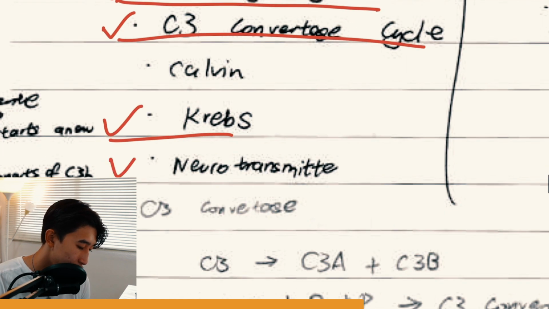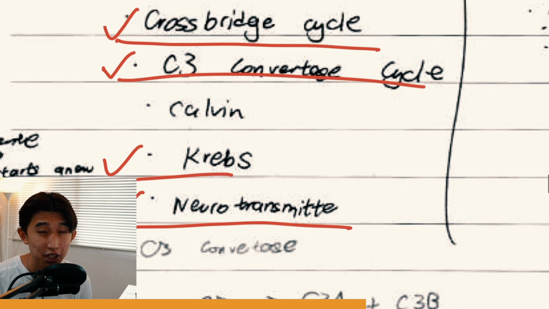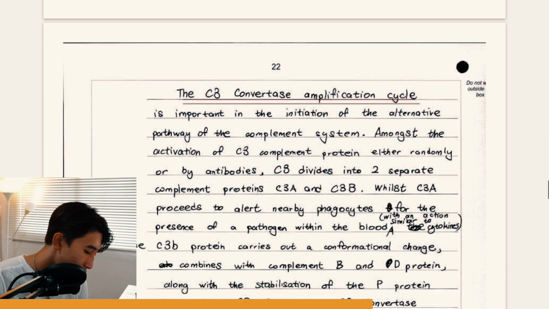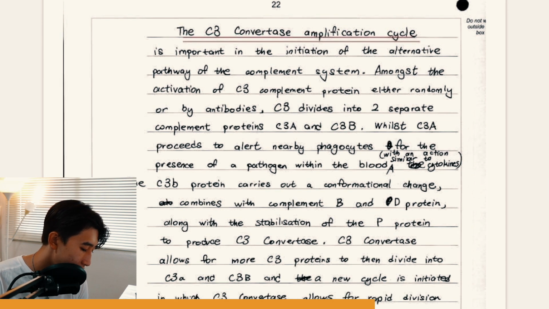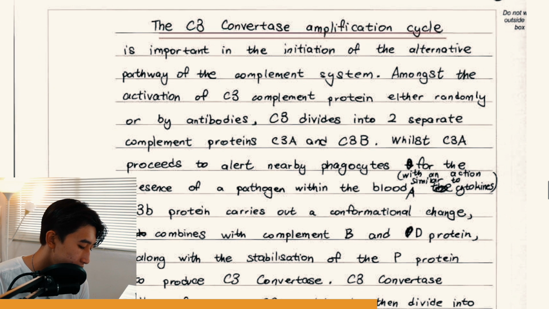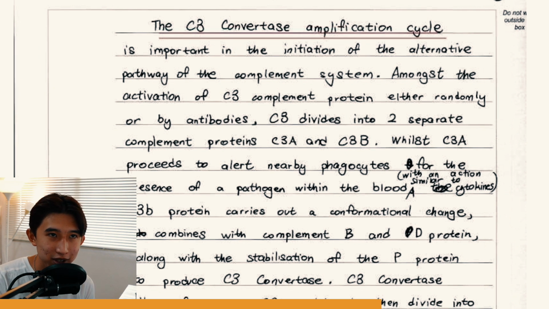Neurotransmitter, again, is a year 2 topic. So you can see I've not mentioned any year 1 topic here to avoid myself from falling into the trap of talking about GCSE stuff. So here I have my first paragraph, the C3 convertase amplification cycle. I think they underlined my first paragraph because they know it's sort of the out of spec knowledge.